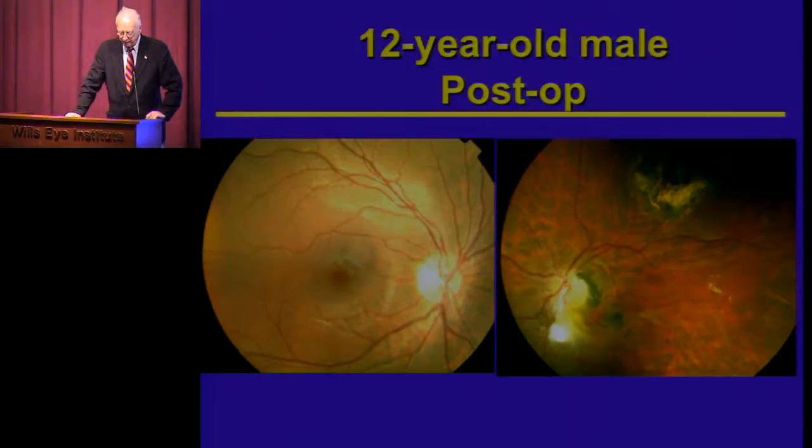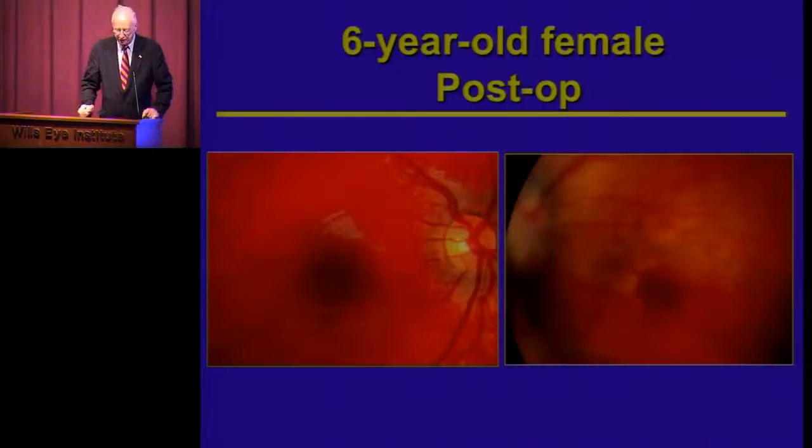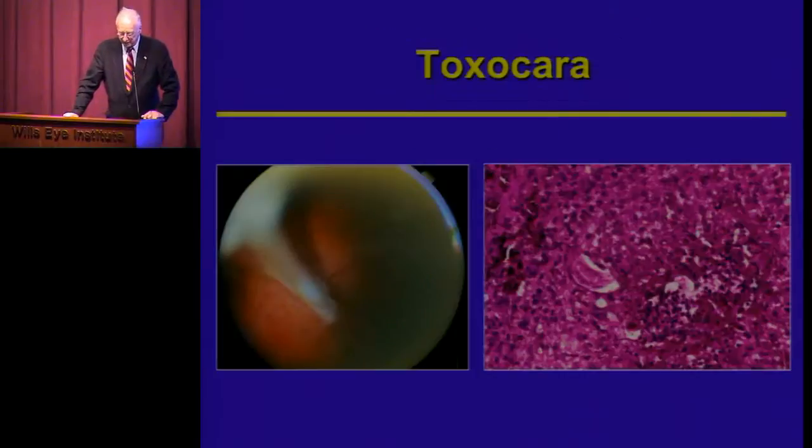And here's a 12-year-old boy. You can see the unoperated eye. The macula looks pretty good. Over here, you can still see a little fovea. Here's the stalk of the PHPV. And a 6-year-old, and it's a little hard to tell from these pictures, so I can't make a good differentiation there for you, the macular hypoplasia. Toxocara, it's a 4-year-old girl.